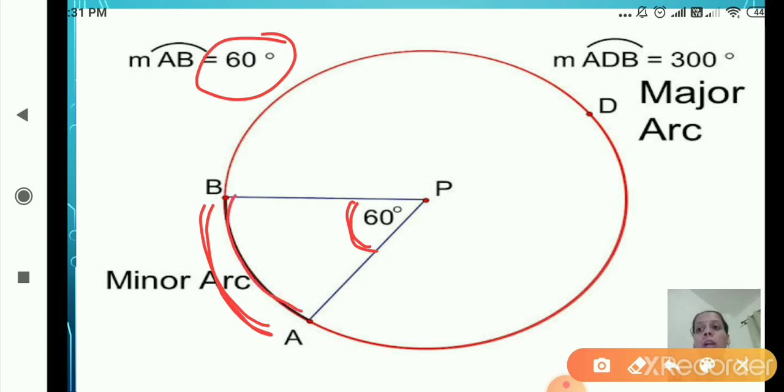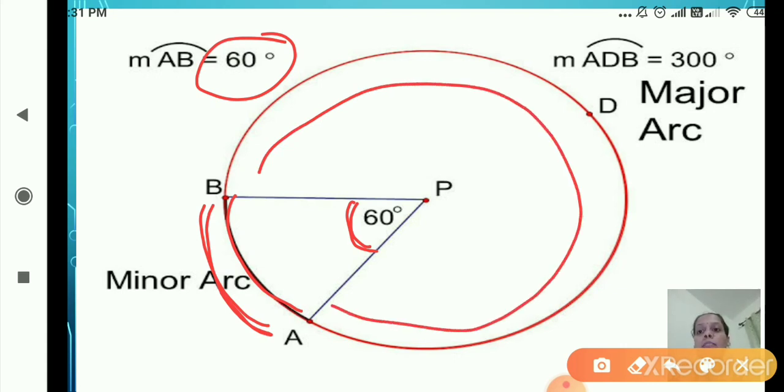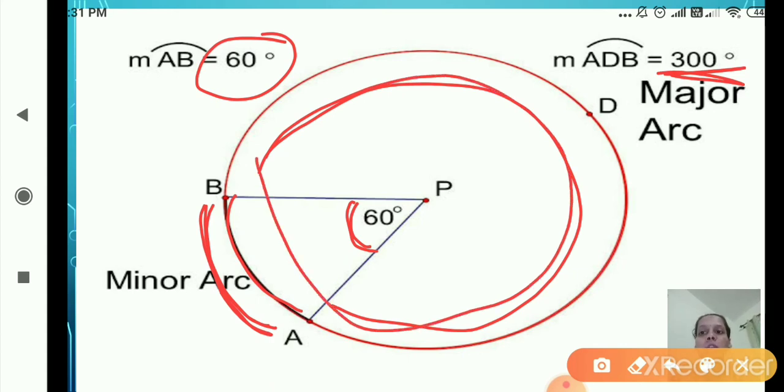Now how will you find arc BDA? The major arc BDA is equal to 360 degrees minus this 60 degrees, so that is 300 degrees. Because the measure of the complete circle is 360 degrees, if this minor arc is 60 degrees, then the measure of the major arc is 360 degrees minus 60 degrees, that is 300 degrees.